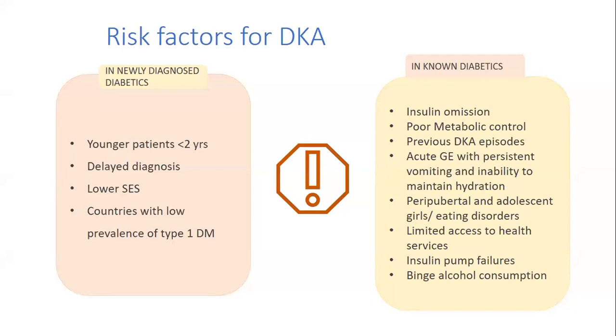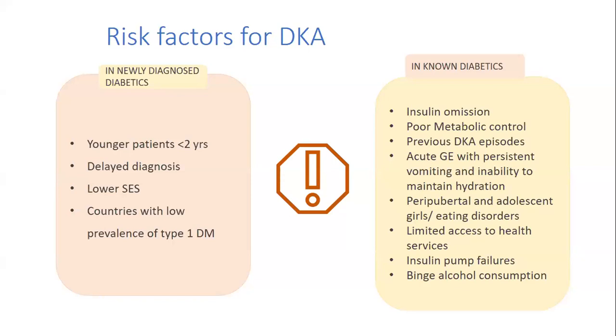Then in patients who are already diabetics, insulin omission is a risk factor. Patients who have poor metabolic control, that means they are more likely to be missing most of the doses, and so they are at higher risk.